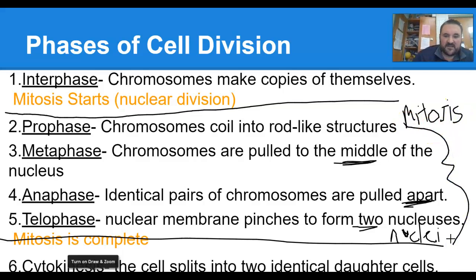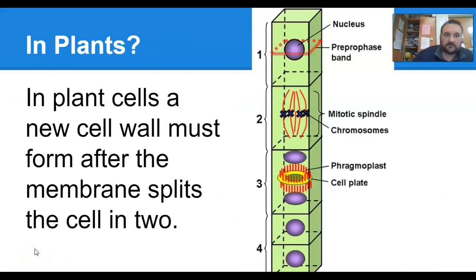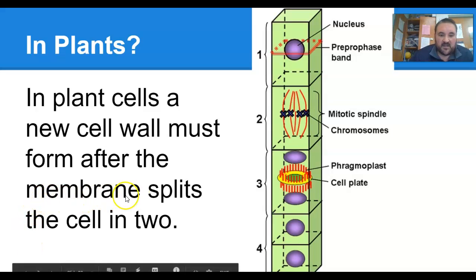And then finally, cytokinesis is where we split the cytoplasm. In plant cells, you have to form a cell plate because that cell plate will eventually become a cell wall. It's not a plate like we eat off of. This is a plate as in what we're going to become. In animals, there's a fiber ring that pinches.